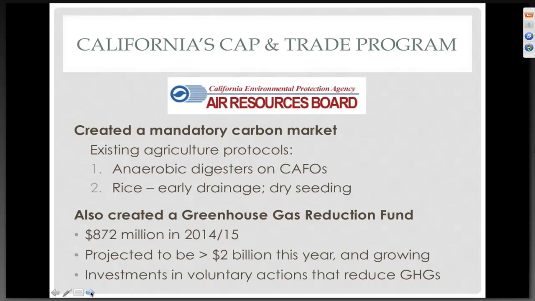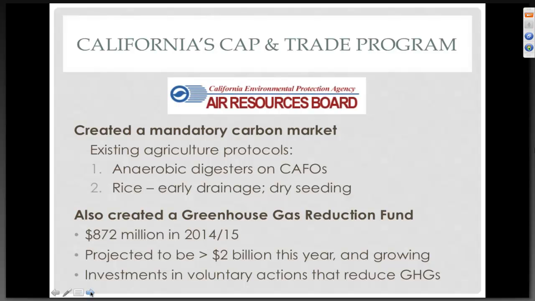So, backing up just a little bit, we do have a mandatory carbon market with caps on the biggest emitters in the utility sector, in industrial sources, and also in transportation fuels. So far, there are only 2 agriculture protocols on the table. As I said, one that incentivizes anaerobic digesters on CAFOs. The other has been nearing approval for a year.